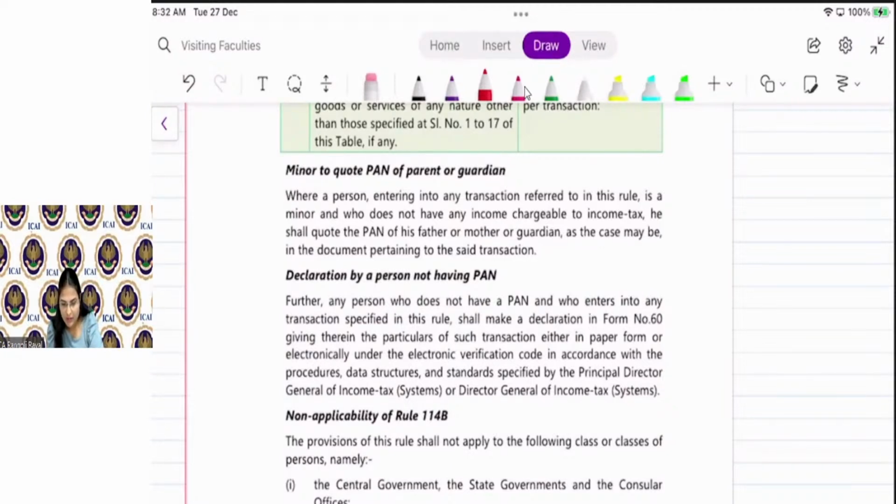Yes, if the jewelry value is more than 1 lakh for a single transaction, then you have to provide PAN to the jeweler.